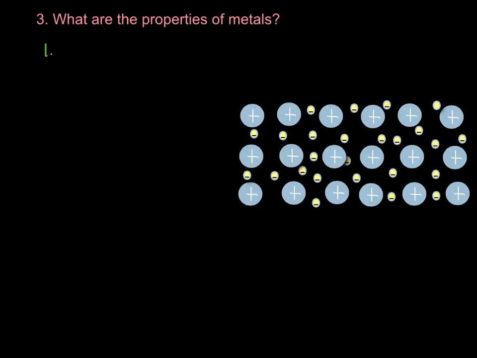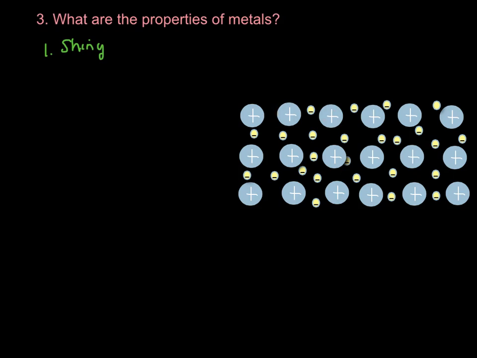All right, and lastly, let's talk about the properties of metals. So one of the main properties of metals is they tend to be very shiny. And the reason for this is because these electrons, remember, they're mobile and they can move around in the spaces between the cations of the metal. That means they're not held onto very tightly.